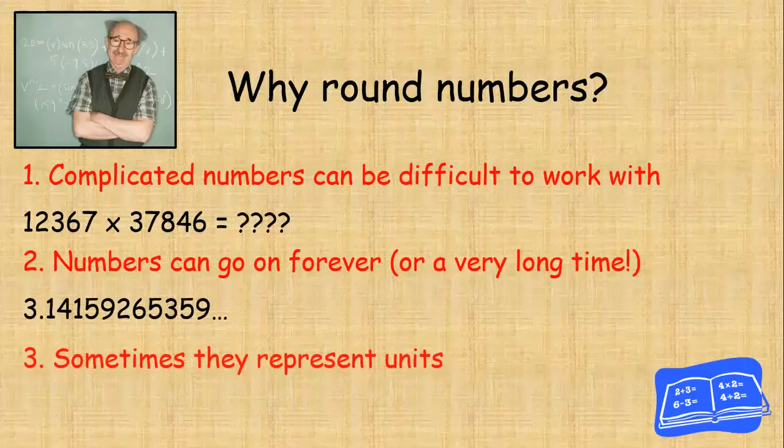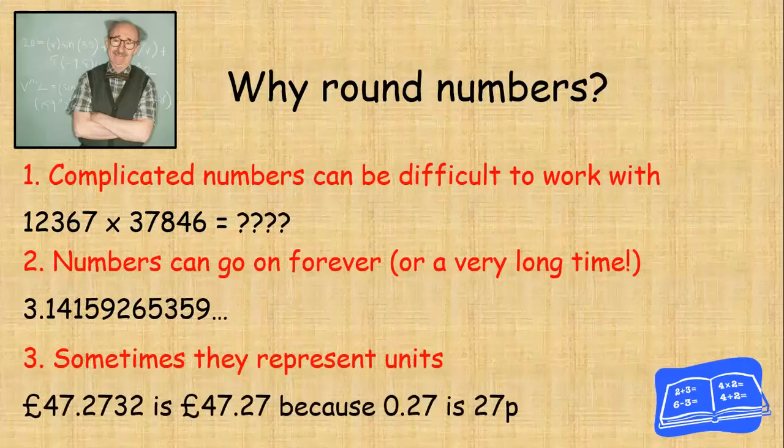And then another reason is sometimes the numbers actually represent units. For instance, you might have calculated tax and worked out that it's 47.2732. That doesn't make sense because the first 2 decimal places with pounds represent the pennies. So we need to be able to round to the 2 decimal place so that we're using pounds before the decimal place and pennies after the decimal place.